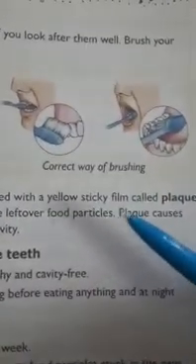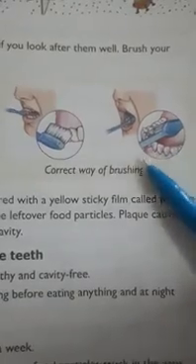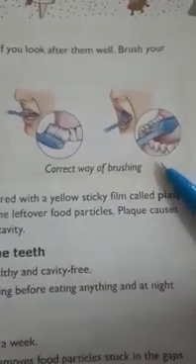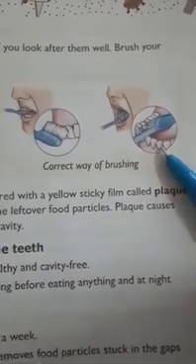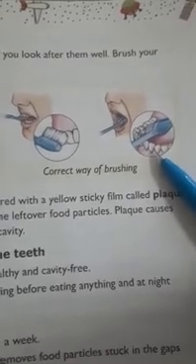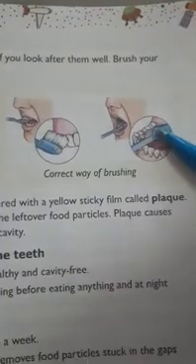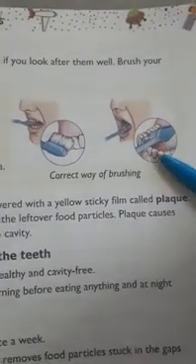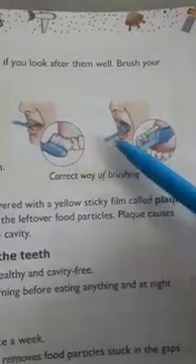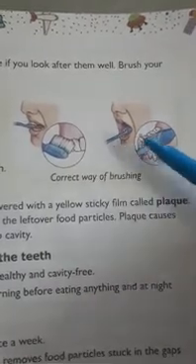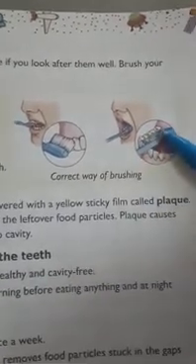Here, how to brush properly. The proper strokes are given. How to brush? Use short back and forth strokes. Clean the outer and inner surface of the teeth. Clean the chewing surface of the teeth. So the outer surface, the inside, and the chewing surface also, we have to clean properly.